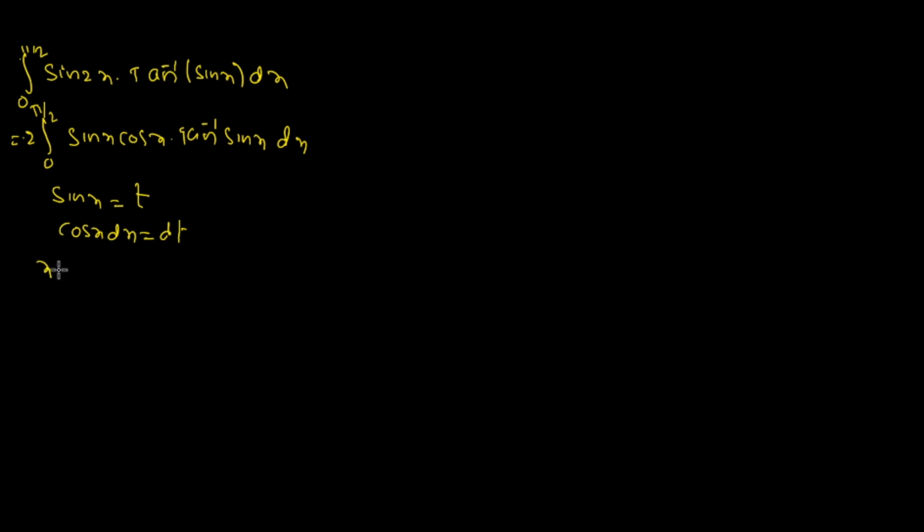Change the limits. If x is equal to 0, t is equal to sin 0, which is 0. If x is equal to pi by 2, t is equal to sin 90, which is 1. That is equal to 2 into the integration of 0 to 1, where sin x is t and cos x dx is dt, of tan inverse of t into dt.